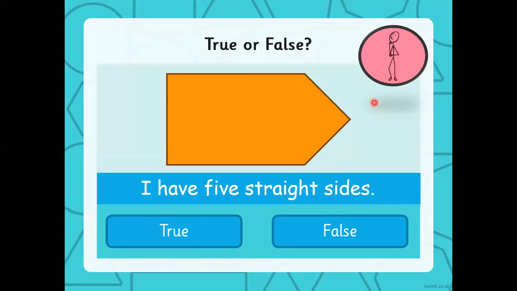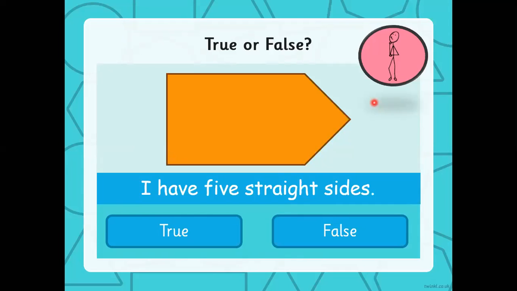Before we dive into the major lesson today, look at this shape. It says I have 5 straight lines. Is it true? Let's count. 1, 2, 3, 4, and 5. That means it's correct. It has 5 straight lines. So my answer is true. If you look at this slide, you see that yes, true has been ticked.